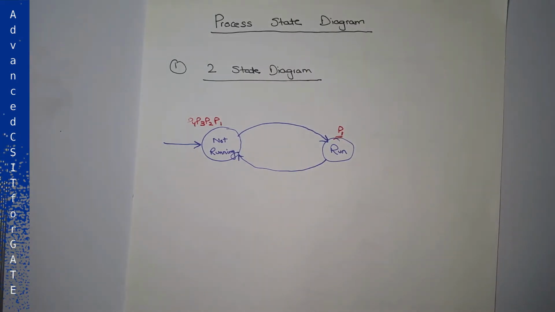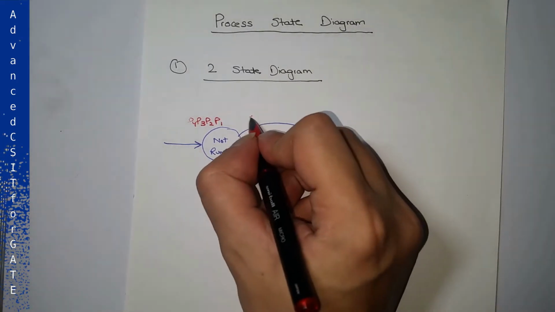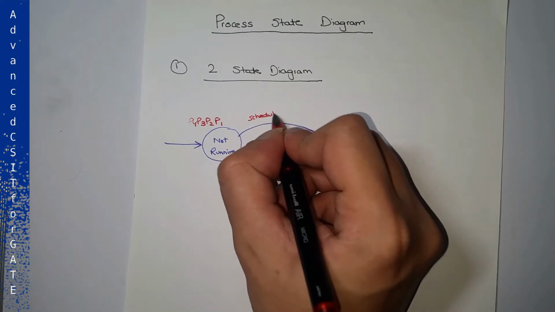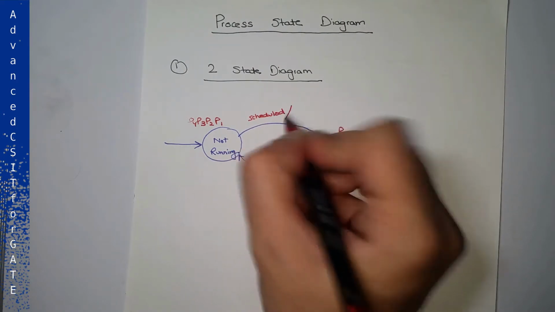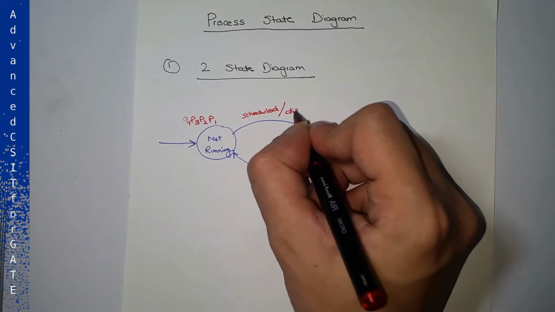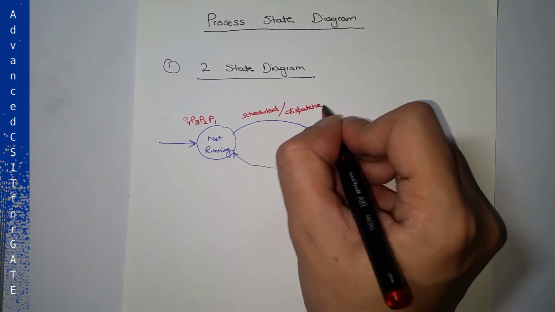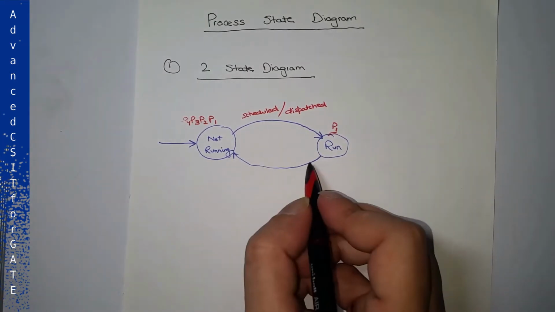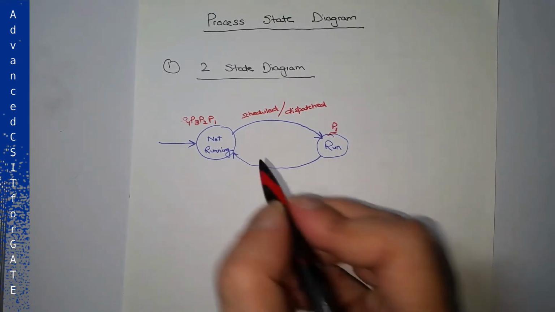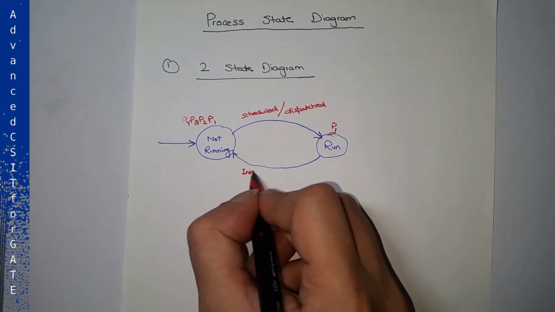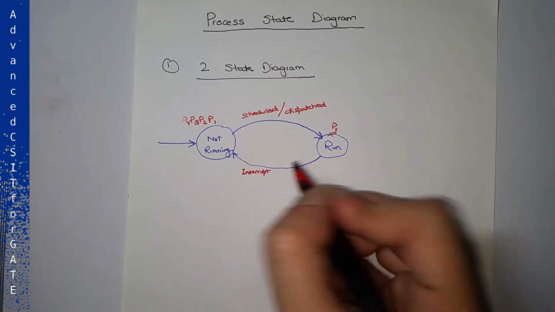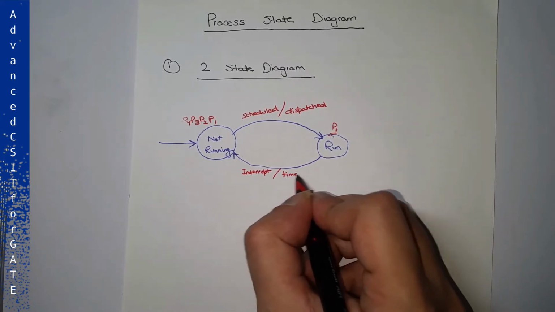The processes will be scheduled or dispatched from not running to running state, and from running to not running they would either be interrupted or they will face a timeout.